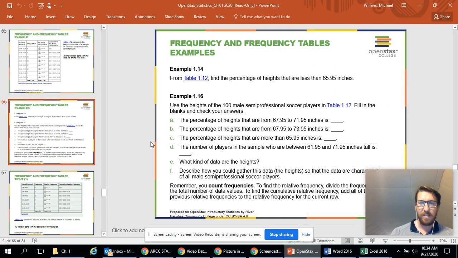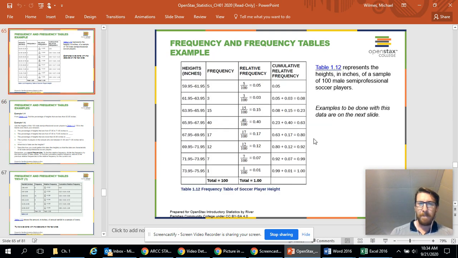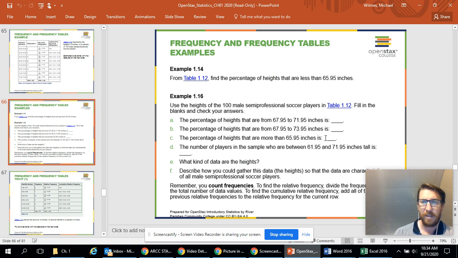Percentage of heights that are more than 65.95. All right, so more than 65.95 is adding up these here. And if you want to, you could do that, but a little shortcut is, I know this all adds up to 1. So if I want to look above 65.95, I could also take the total 1 and subtract below it. So I know 23% are shorter than that. So if I subtract the 23% from the 100%, I end up with, what's that, 77%. So it just saves a little bit of time there.